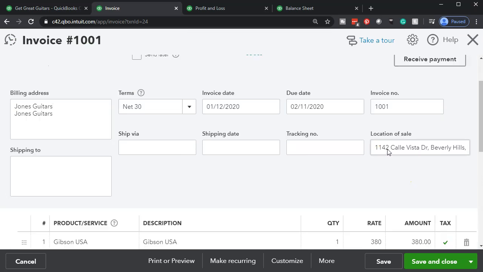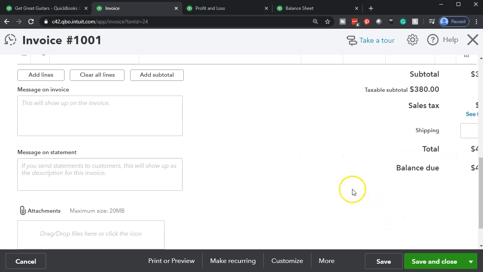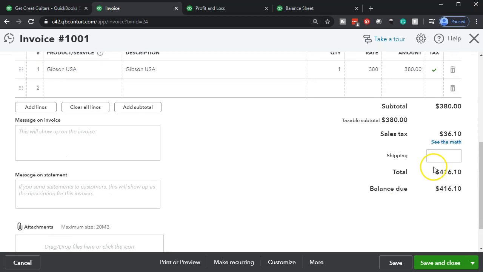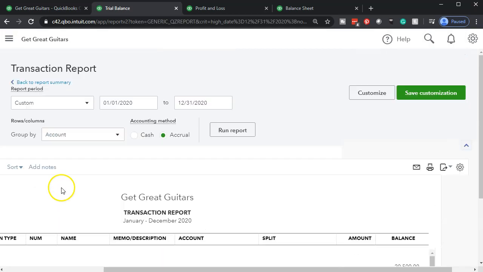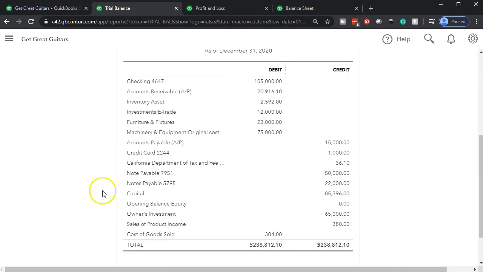And of course, that 416 is the total amount, which includes the sales tax. I've got to hit control and scroll down a little bit so I can see it. So here's the full amount. Then I'm going to go back and close this out, and we're going to go back to our report up top, back to the report summary.